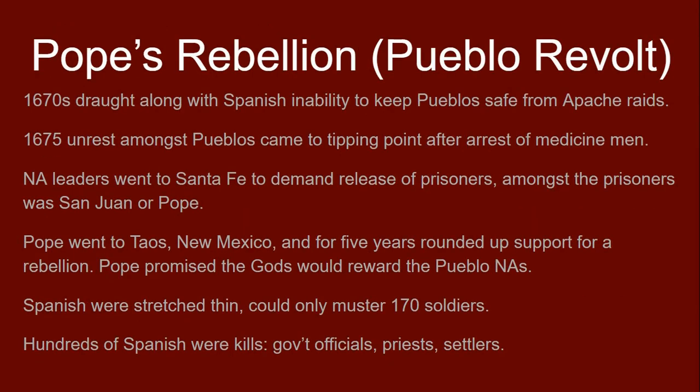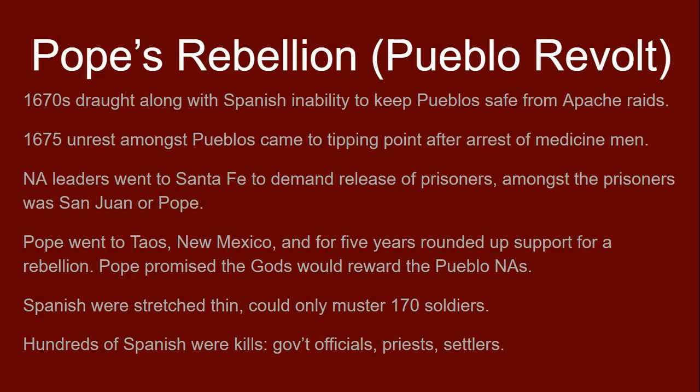In the 1670s, an ecological calamity occurred in the region as a long period of drought set in an already dry region. And along with this, the Spanish proved unable to effectively protect the Pueblos from Apache raids. In 1675, major unrest set in amongst the Pueblos after the arrest of 40-plus traditional medicine men. Leaders from various Native American villages set out to Santa Fe to demand the release of these medicine men, who were being beaten and tortured.